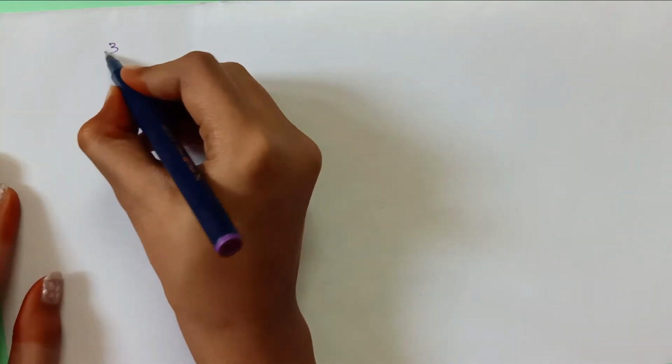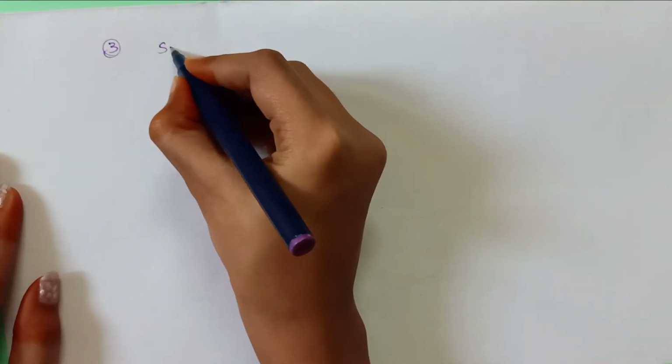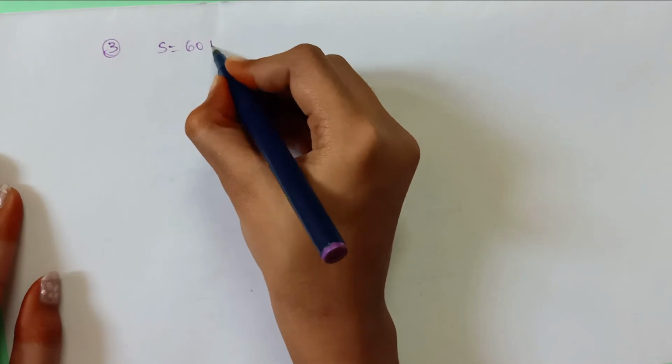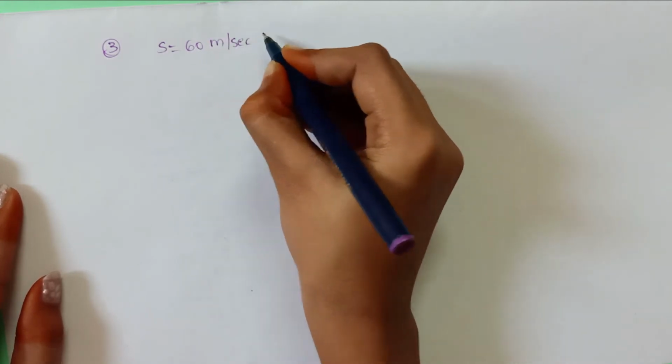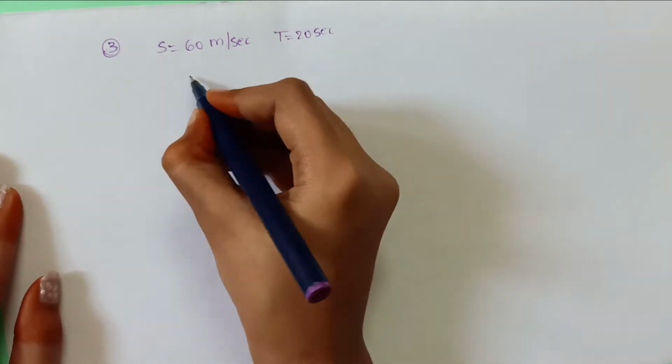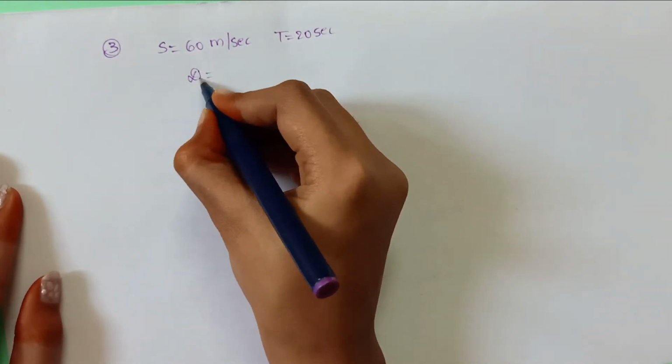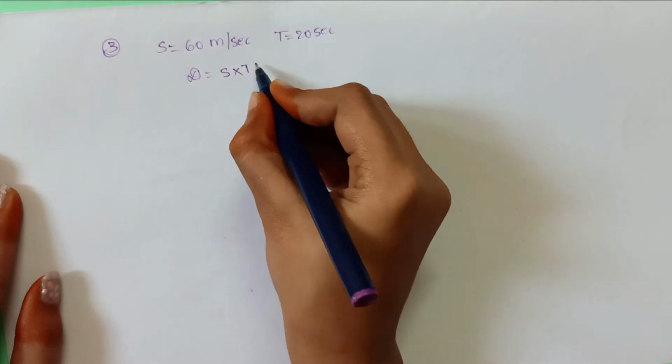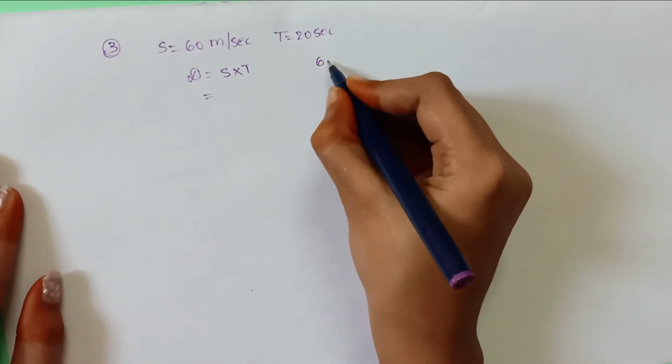Now third one, where speed is equal to 60 meter per second and time is equal to 20 seconds. We want to find the distance. Distance is equal to speed into time. First we want to convert.